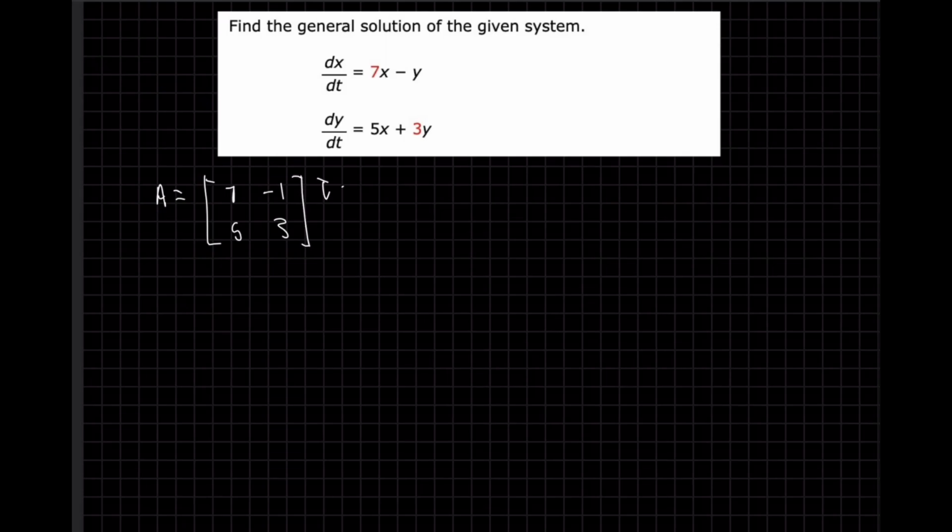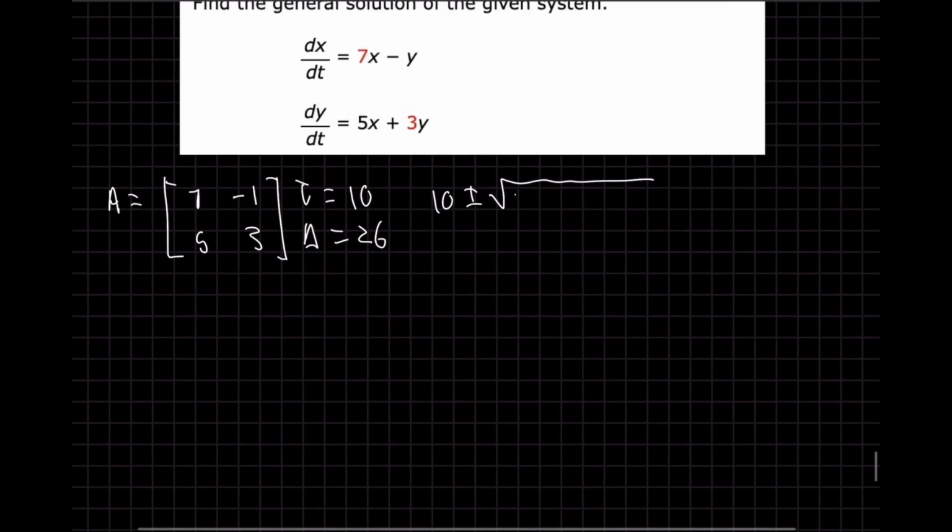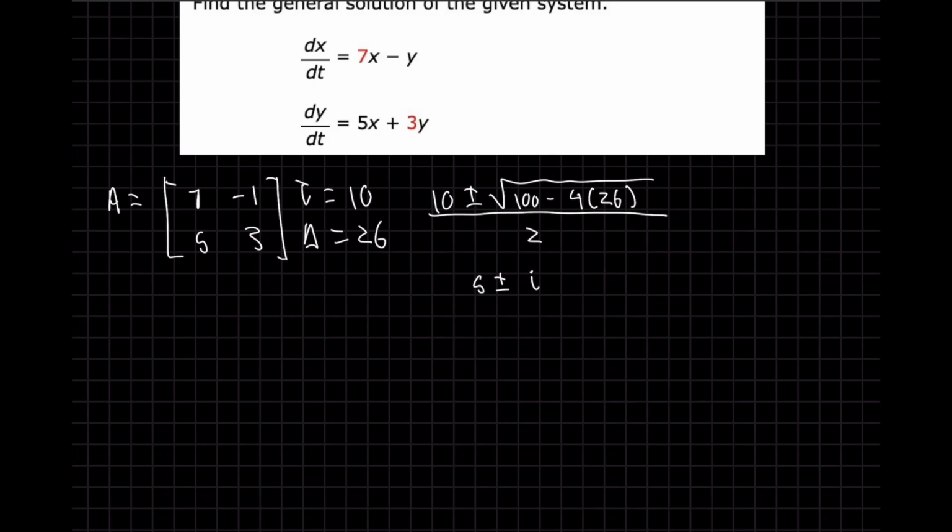Taking the trace gives us 10. Taking the determinant, 21 plus 5, equals 26. And we get tau plus or minus the square root of tau squared, 100, minus 4 times the determinant, 26, all over 2, and we get 5 plus or minus i. So alpha for our general form is equal to 5, and our beta is equal to 1. Awesome.